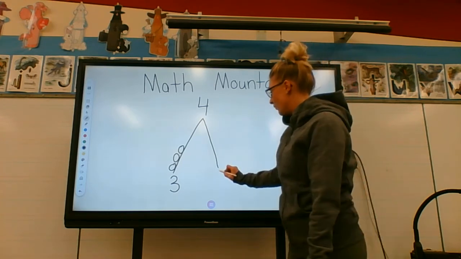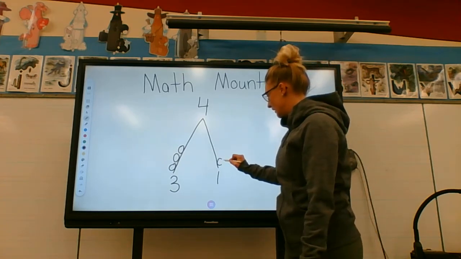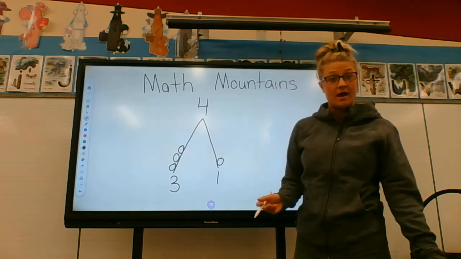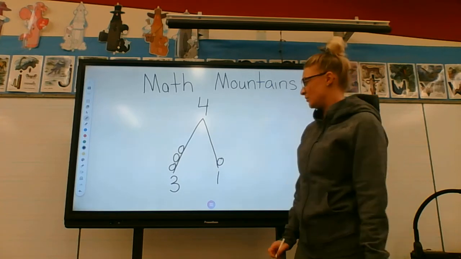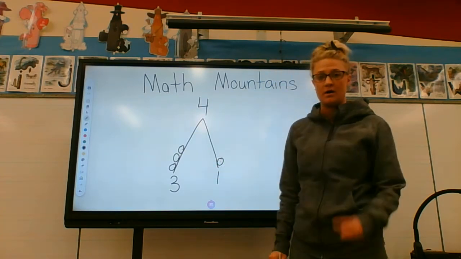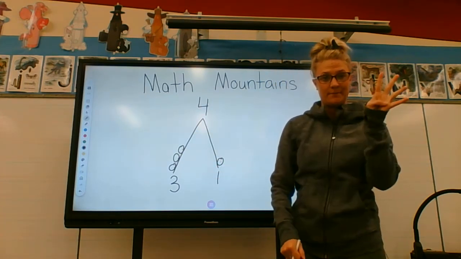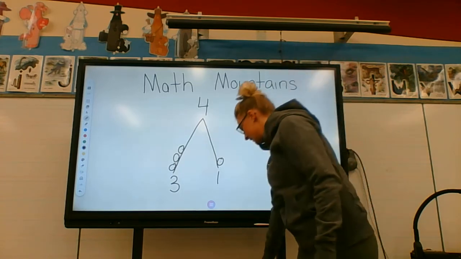So I'm going to add a 1 to this side of my math mountain and 1 circle. Then count our circles and double check to make sure we have 4. 1, 2, 3, 4. 3 plus 1 equals 4. All right, let's try another one.